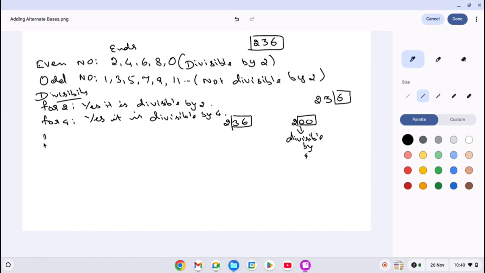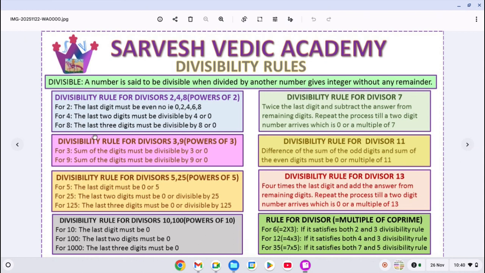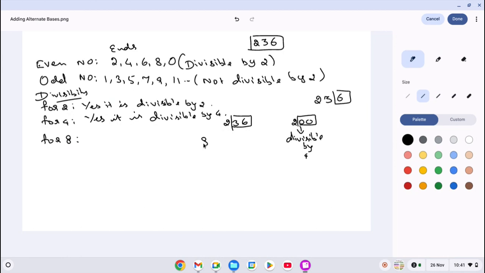Then we can go for 8. For 8, we have to check that the last 3 digits must be divisible by 8, or else they are 0. If the last 3 digits are 0, we can conclude that it is divisible by 8. Okay, for this number 236, what do you have to do? This is a 3-digit number, so you have to check all 3 digits to see whether it is divisible by 8 or not.